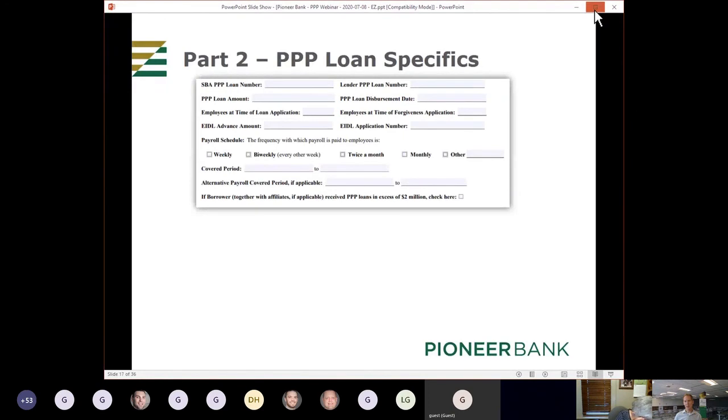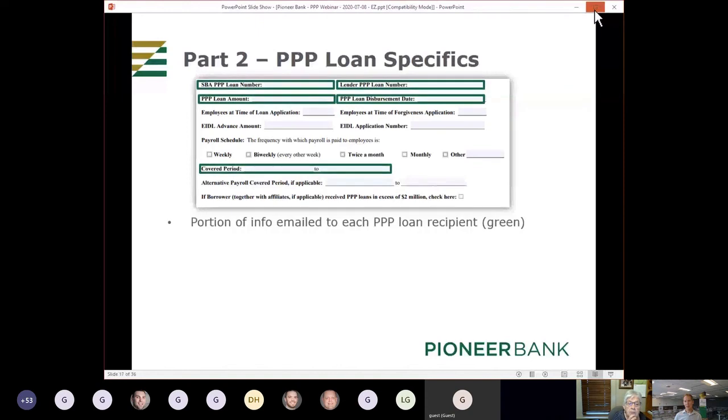The next section is going to be things that are specific to your PPP loan. Now, to help you fill this area out, there's some information that you yourself don't possess. And so what we had done is a few days ago, we had emailed each PPP loan recipient with some of that extra information that we had. So things like the loan number on the SBA side, you did not have. So we went and sent out that email to each of you with that information to just kind of help with this process a little bit. So again, those green areas are the areas where we had sent that information out on the email.